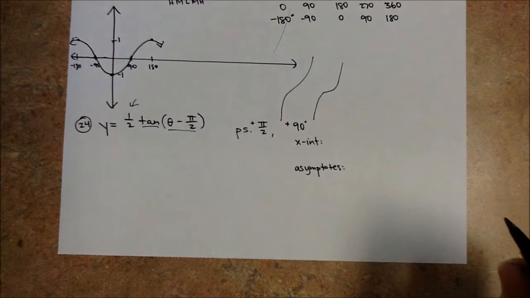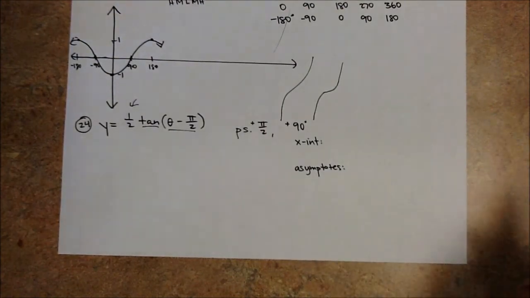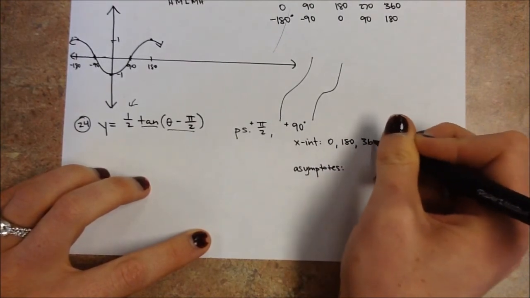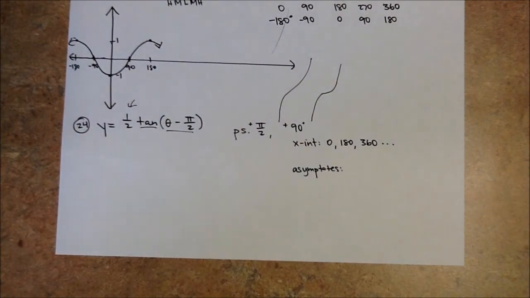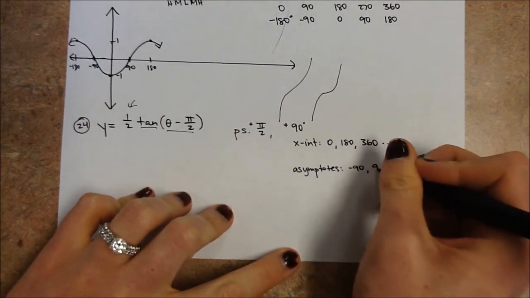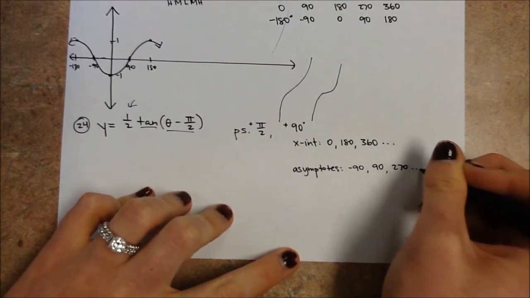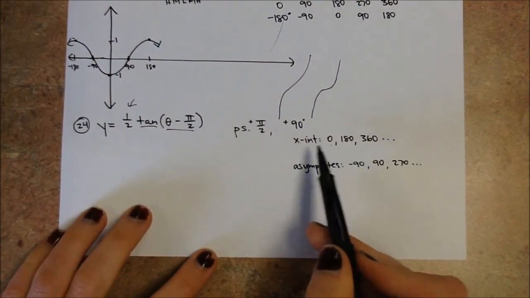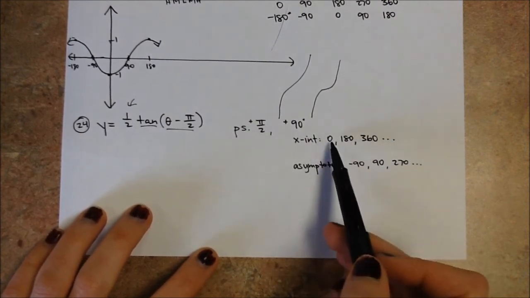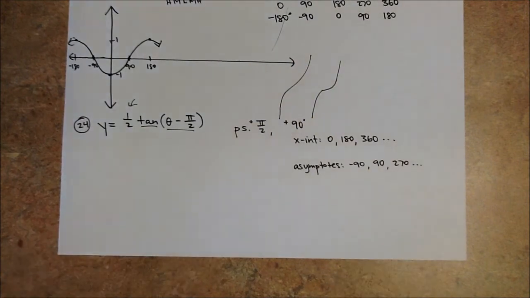Okay, so as of right now, no phase shift being applied. The x-intercepts are at 0, 180, 360, and so on. It follows the pattern like that. So the x-intercepts start at 0 and then they go every 180 degrees from that point on. And then the asymptotes are at negative 90, positive 90, 270, and they carry on that pattern. So the x-intercepts are every 180 degrees, the asymptotes are every 180 degrees, but the first x-intercept is 0, the first positive asymptote is 90.